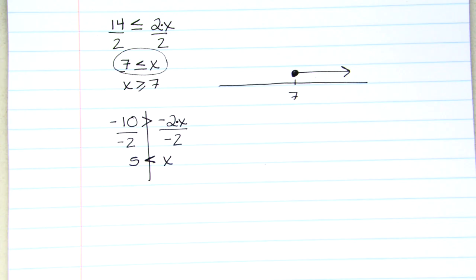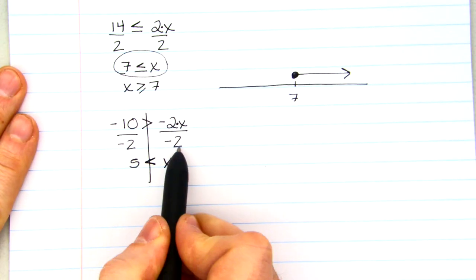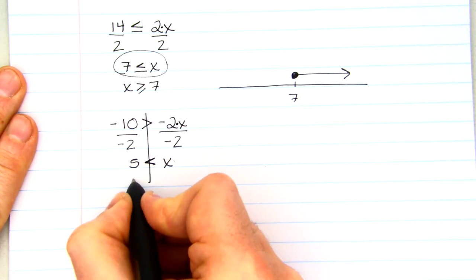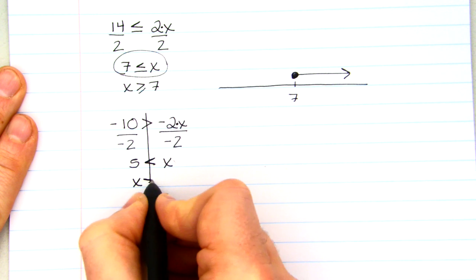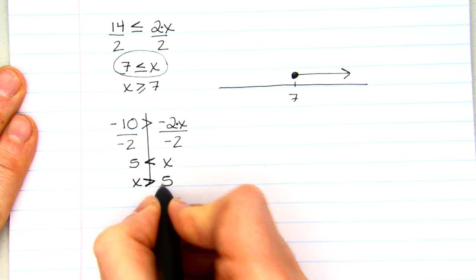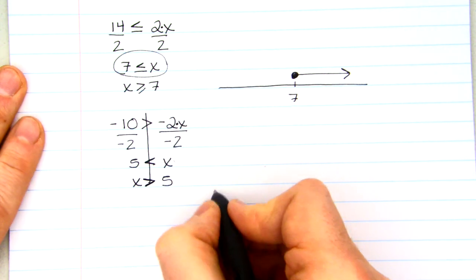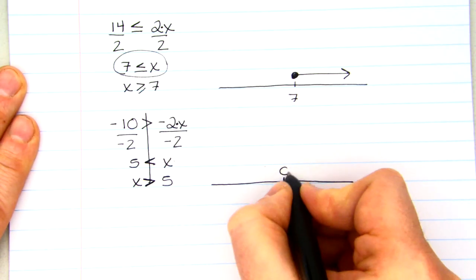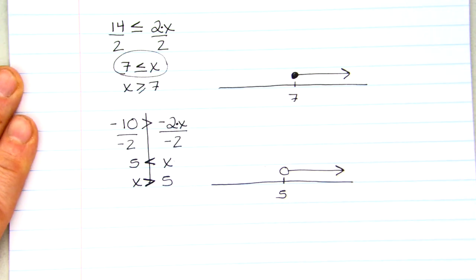However, now there's a second reason to flip this one. I flip when I divide by a negative, but I'm also going to flip everything if I want my x to come first. My final answer here is going to be x is greater than 5, which is going to look like an open circle at 5, pointing that way.